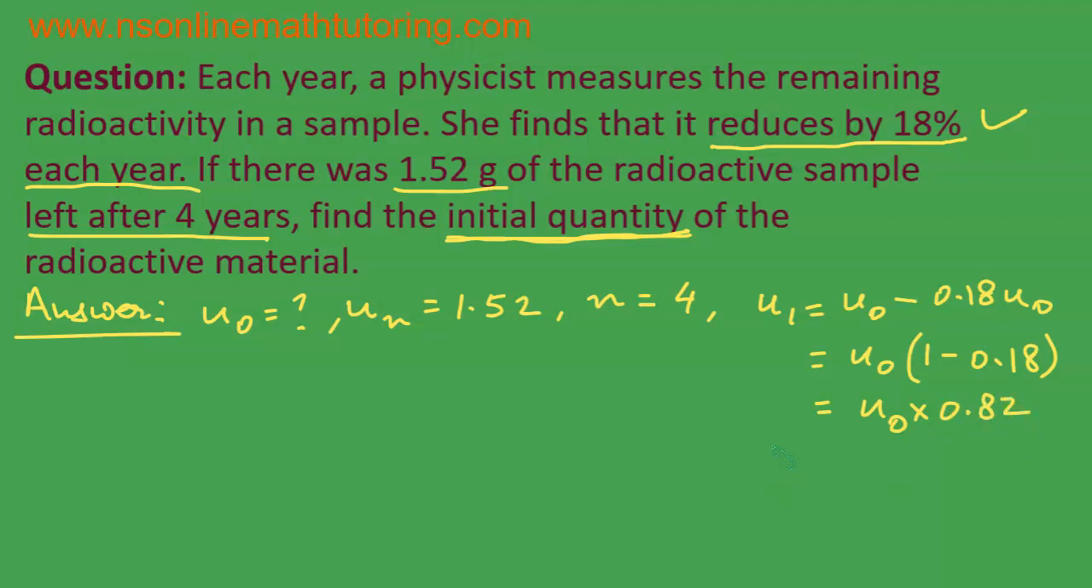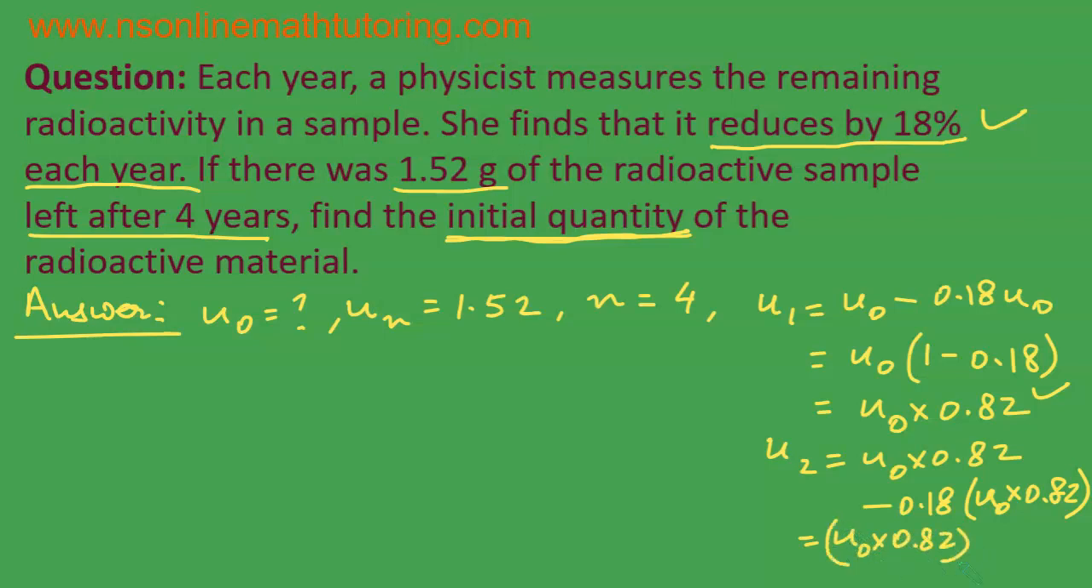Similarly, if we want to get the value of U2 after 2 years, this becomes our starting value. So it is U0 times 0.82 minus 0.18 times U0 times 0.82. If I take U0 times 0.82 common, again I get 1 minus 0.18. This will be equal to 0.82, and I will be getting U0 times 0.82 whole square. So now we can understand that the R value is equal to 0.82. So this is our calculation.